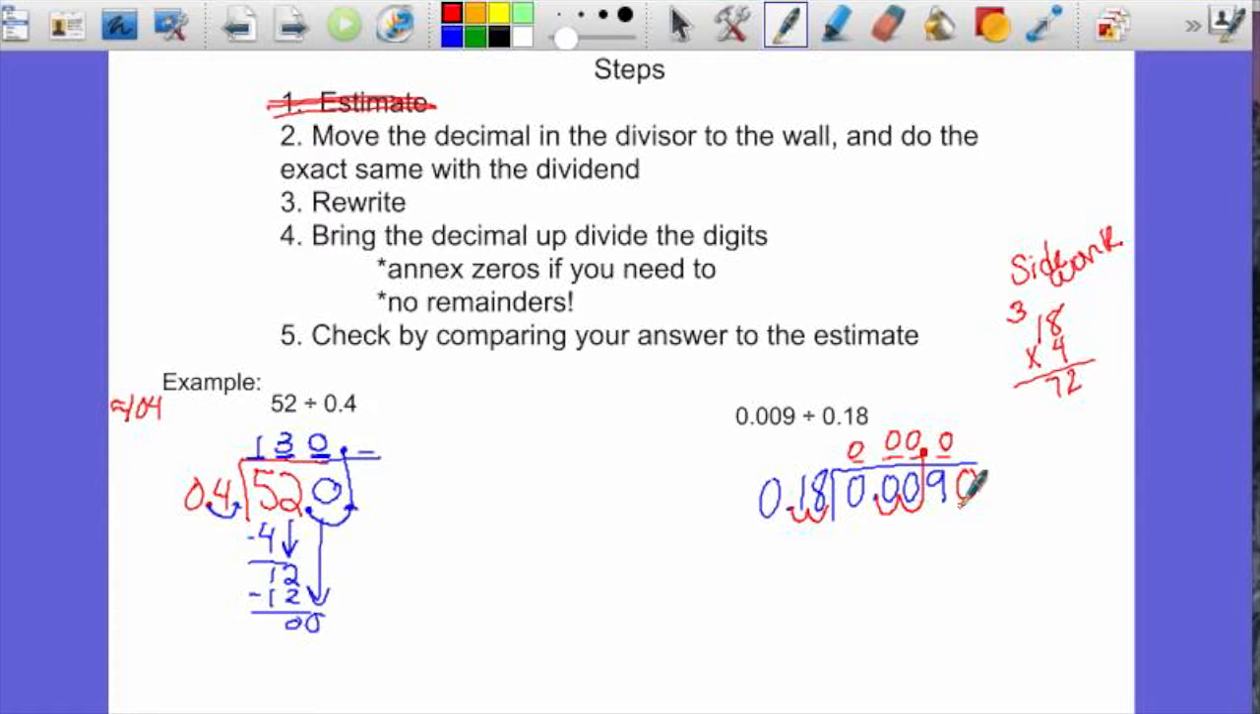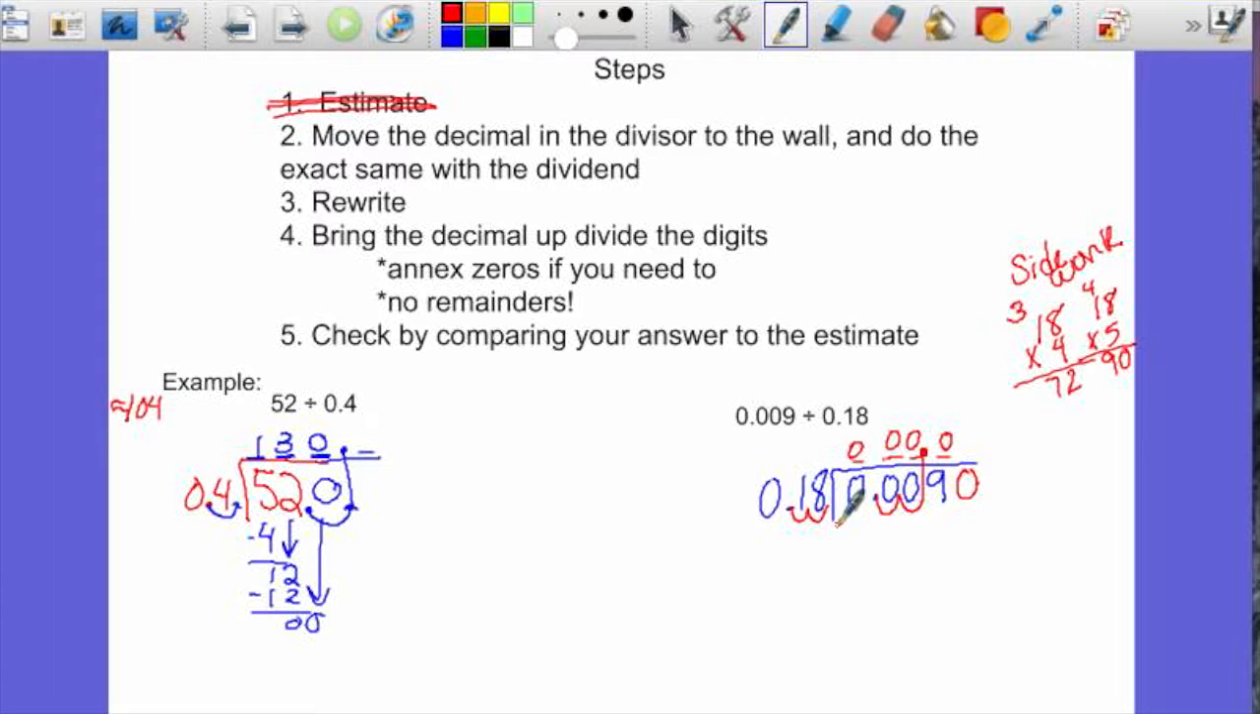Can I fit another one in there? I don't know. Let's check. 18 times 5. 8 times 5 is 40. 5 times 1 is 5, 6, 7, 8, 9, 90. Oh, it fits in there perfectly. See? Got to go that one extra step so you don't miss it.